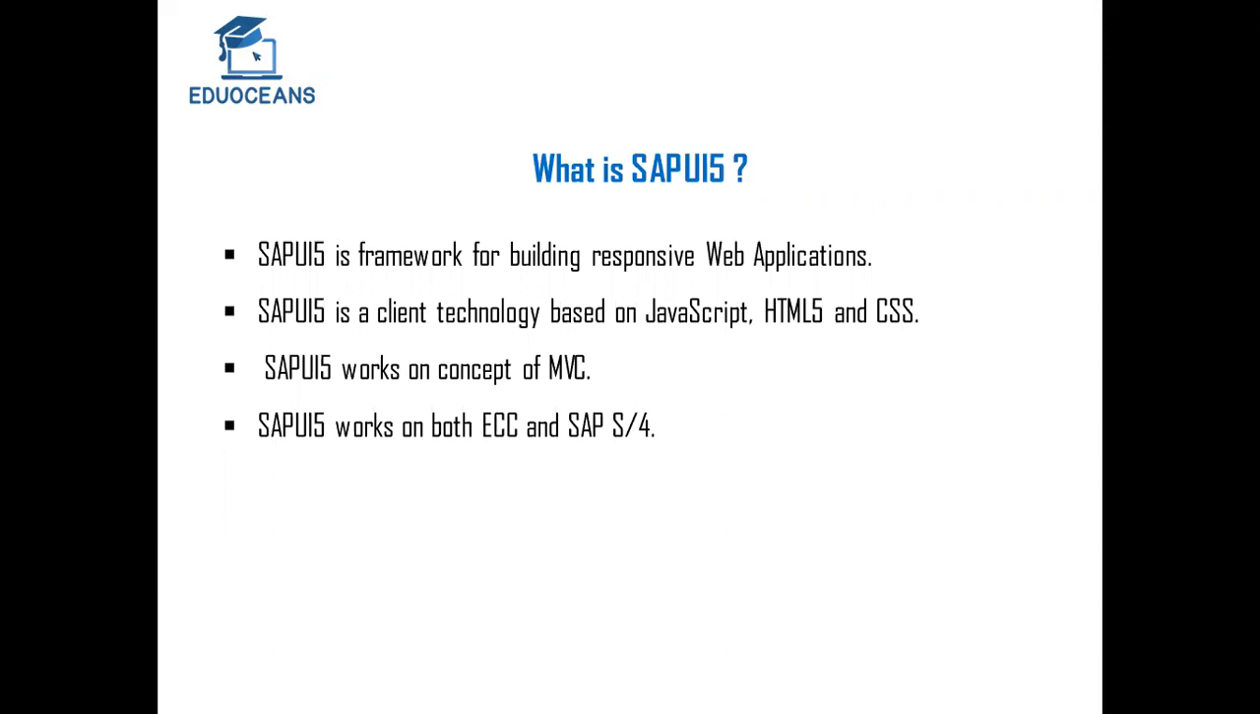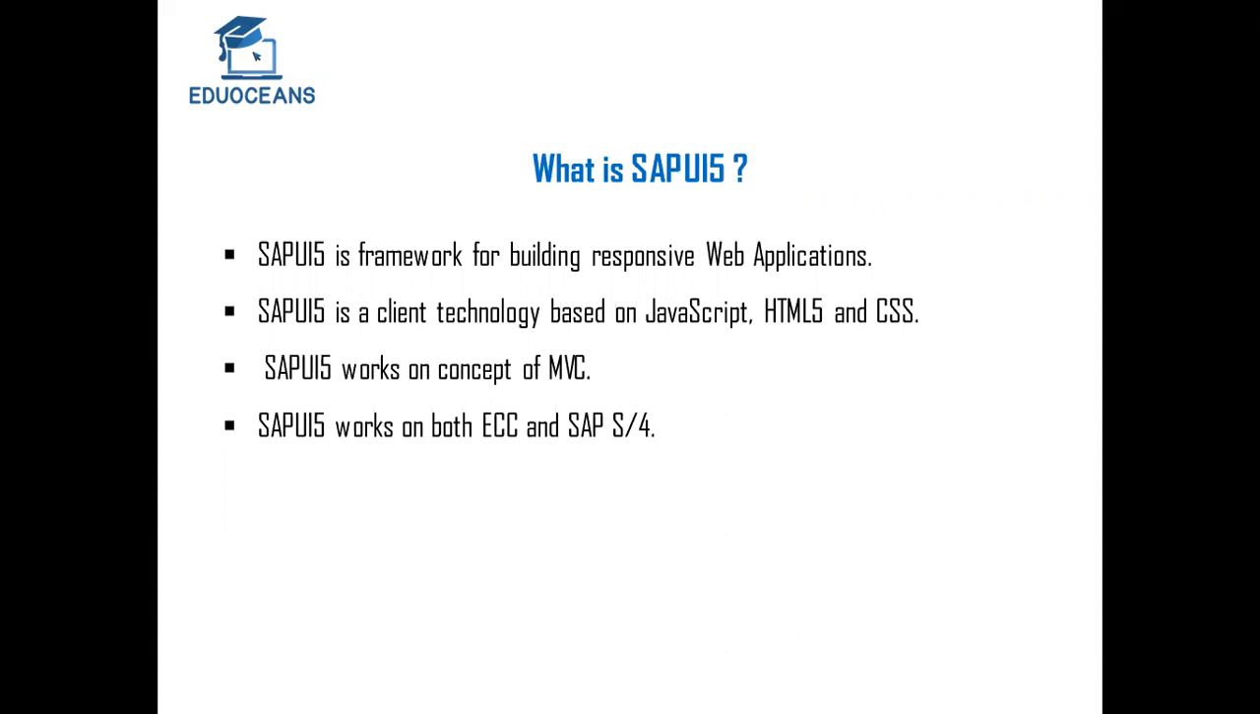So why is SAP UI5 called a framework? A framework is something which provides built-in classes, methods, or properties in order to build enterprise business applications. Next, SAP UI5 is a client technology. So what is client technology? Client technology means it runs completely on the client's computer, so it's not server related.